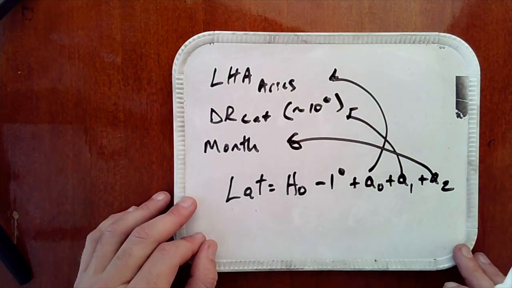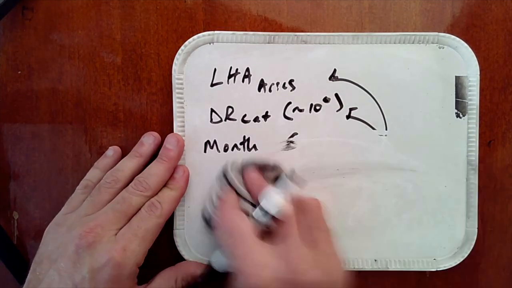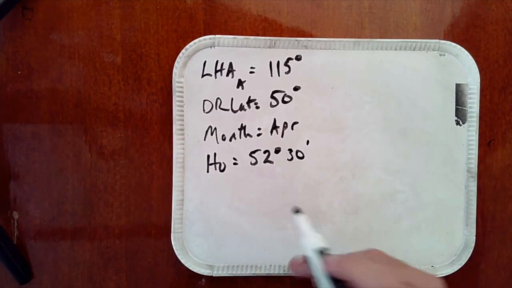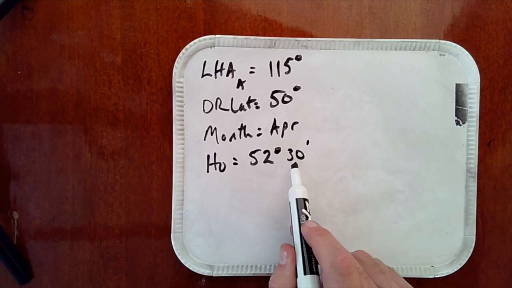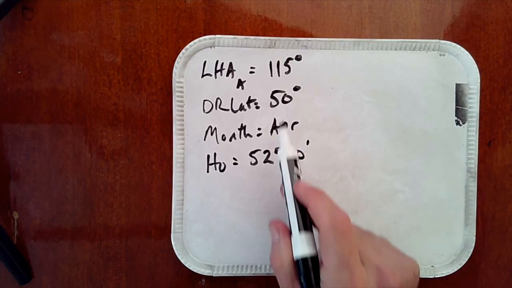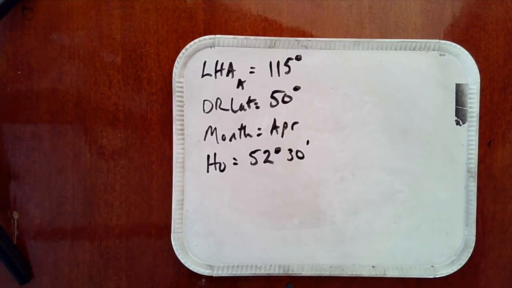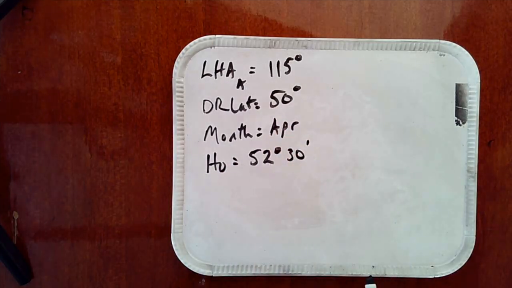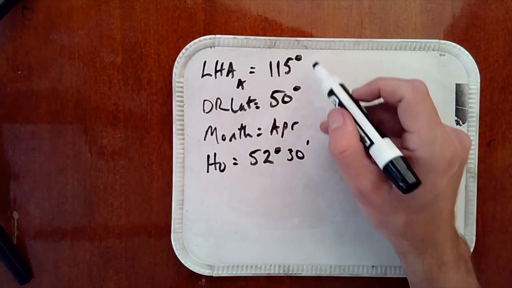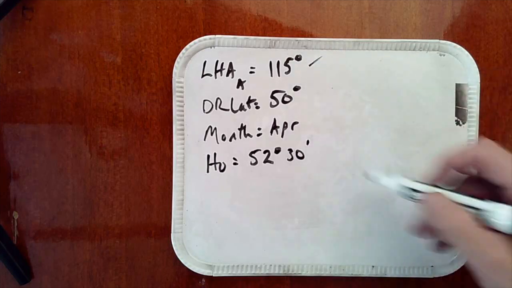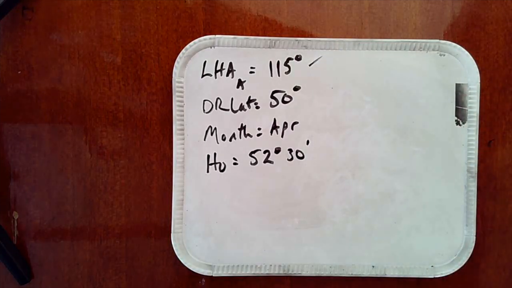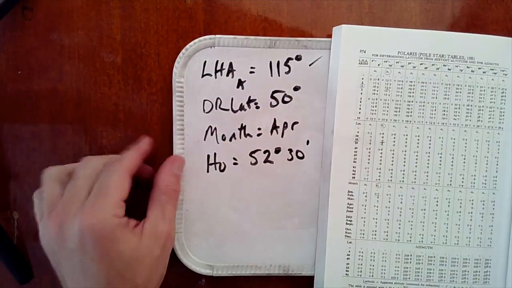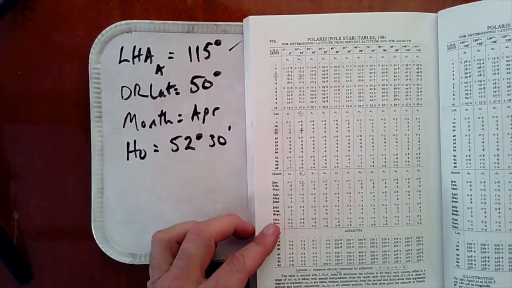All right, so let's take a look at an example problem using the star Polaris to get our latitude. So let's say we found ourselves with an HO of 52°30' for the star Polaris. It was April. We were approximately 50 degrees north latitude. That's very approximate. And we had previously calculated the LHA of Aries to be 115 degrees. There's usually more to this process, but to illustrate the learning objectives for this lesson, we want to focus on that. So you'll open to the Polaris tables, and we'll use these little corrections to guide our process here.